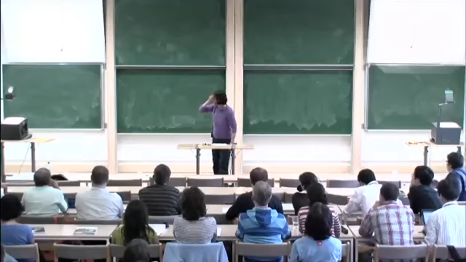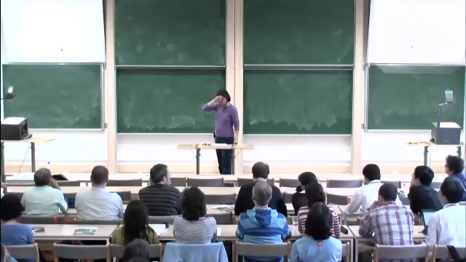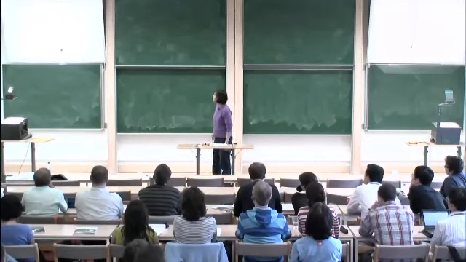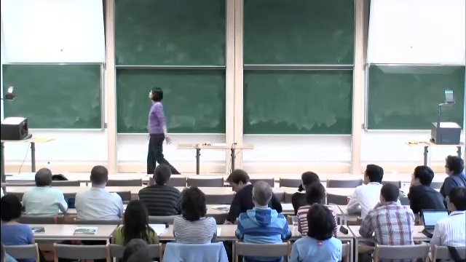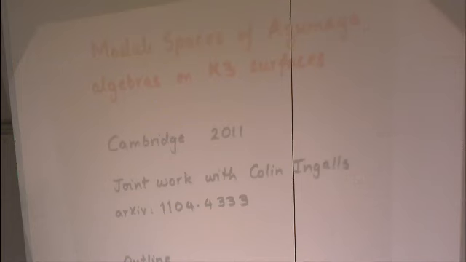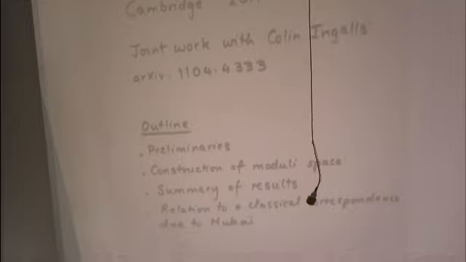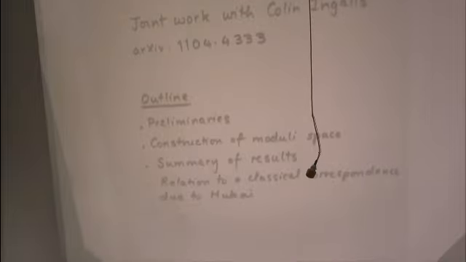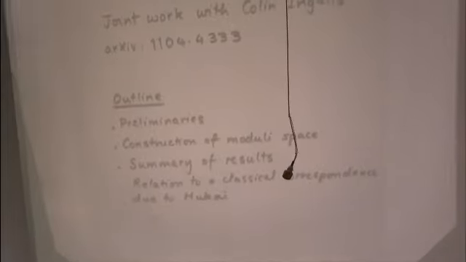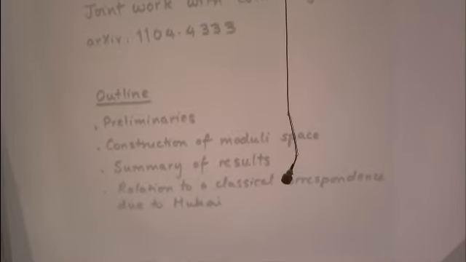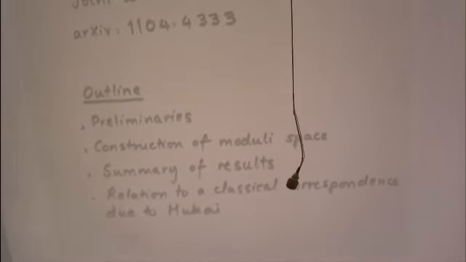We have several results on this moduli space of Azumaya algebras, but in this talk I will focus on a particular example which will tie together various ideas. So that will be the goal of this talk. This is joint work with Colin Ingalls. Our arXiv coordinates are listed above. So the outline is I'll set up the preliminaries, and then I will show you the construction of the moduli space, give the summary of the results, and then show how it ties in with the classical example due to Mukai.